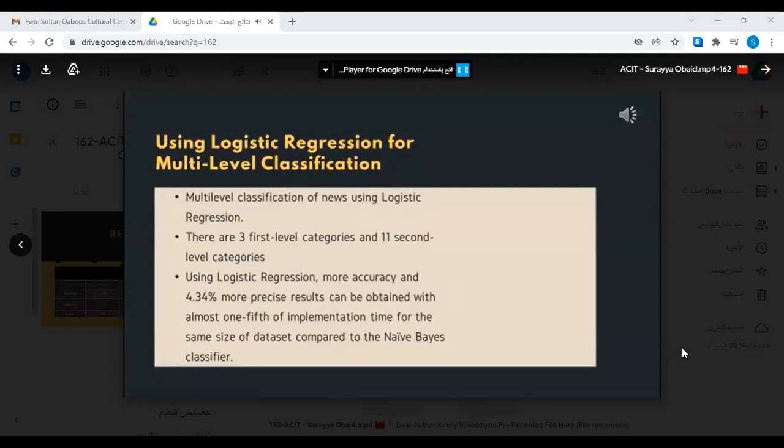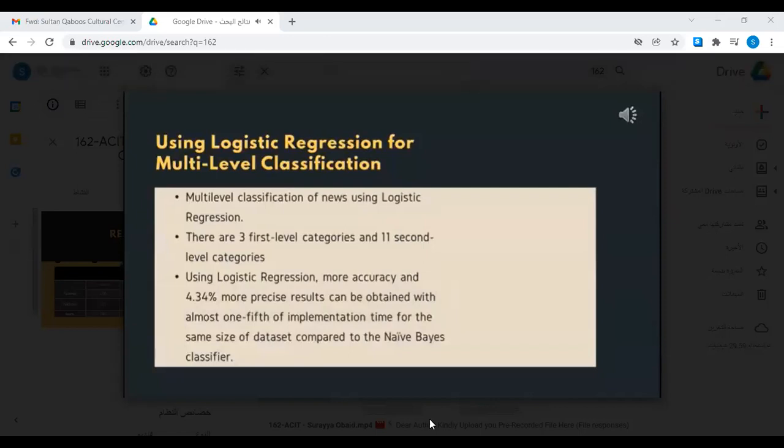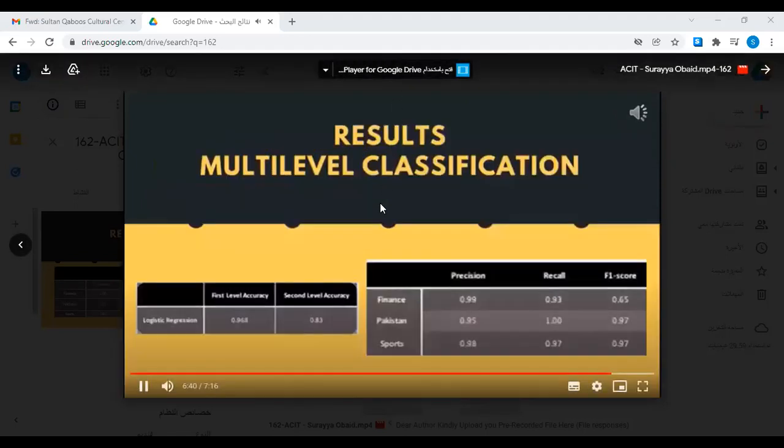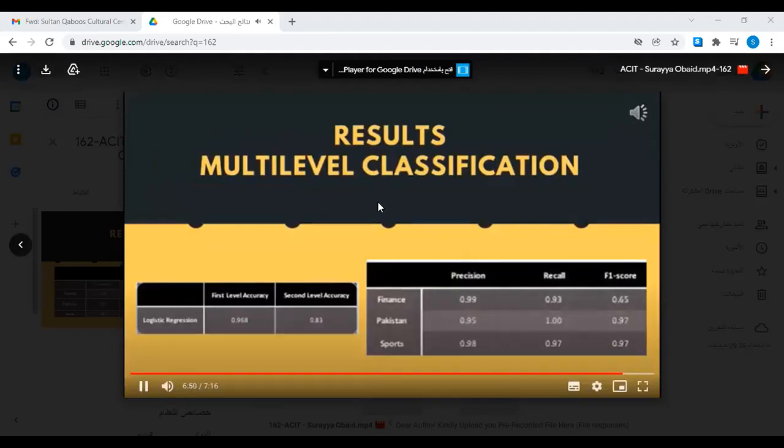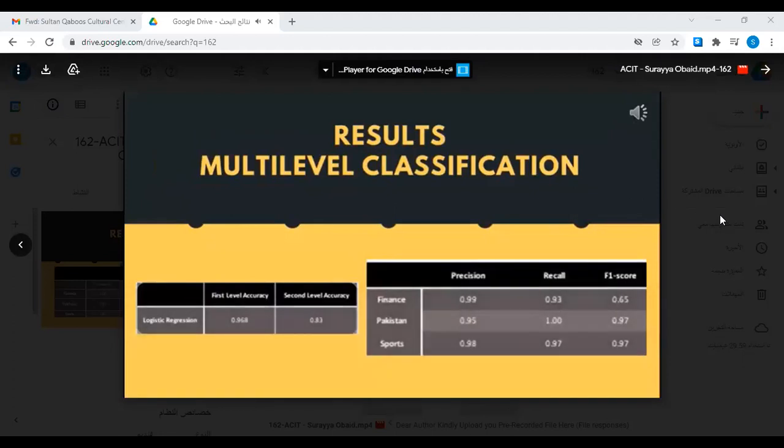Logistic regression is known for giving more precise and accurate results, especially when compared with Bayes, which gave the best accuracy score for single level classification. So these are the results that we got after applying logistic regression for multi-level classification. Accuracy score for the first level was 96.8, while for the second level, the accuracy score was 83.